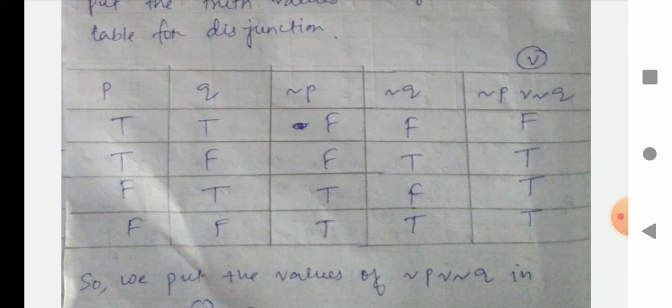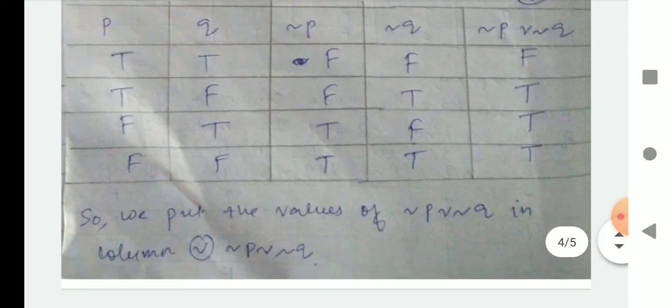Now you check the middle columns, negation P and negation Q, and here you make the disjunction. In the first row you see F and F, so the disjunction is F. The second is F and T, so this is T. The third one is T and F, so this is T, and the last one is T and T, that is T. In disjunction we know that if any of the statements is true, then the whole value will be true.